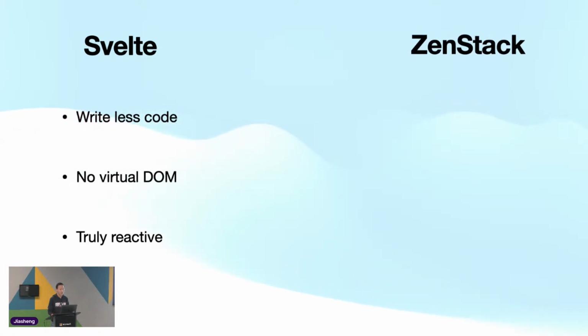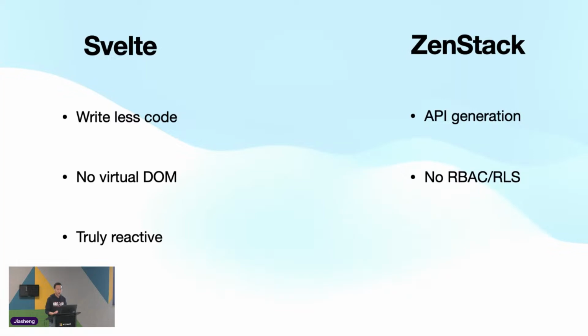From the stack, we do the API generation, so of course you also write less code. And for the second thing, because we have access policy, you don't need to do role-based access control or use RLS, the row-level security provided by databases like Postgres.